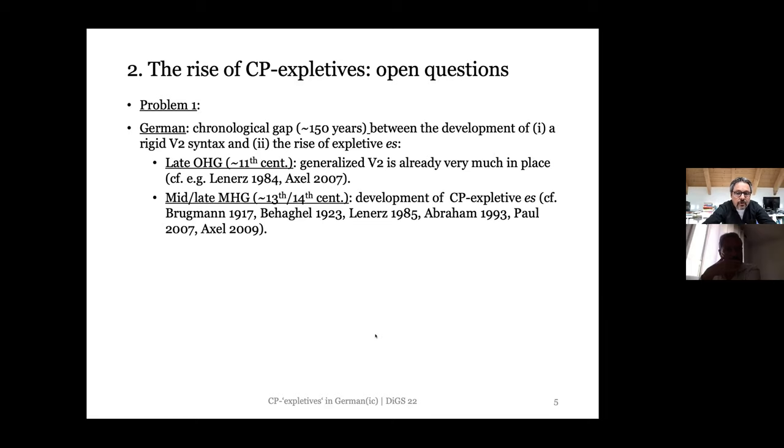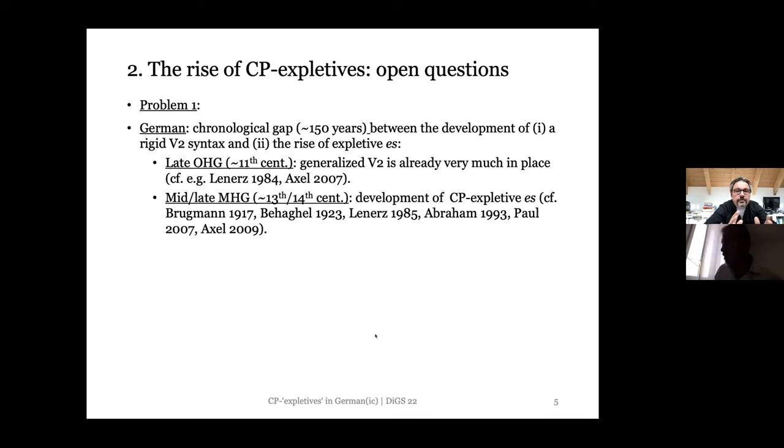First of all, it appears that at least in German, there seems to be a chronological gap of about 150 years between the development of generalized verb second and the first appearances of this expletive use of S. In other words, while generalized verb second was already very much in place in late Old High German, that is around the 11th century, expletive use of S is usually characterized as a mid or late Middle High German development, which took place in the 13th and 14th century.